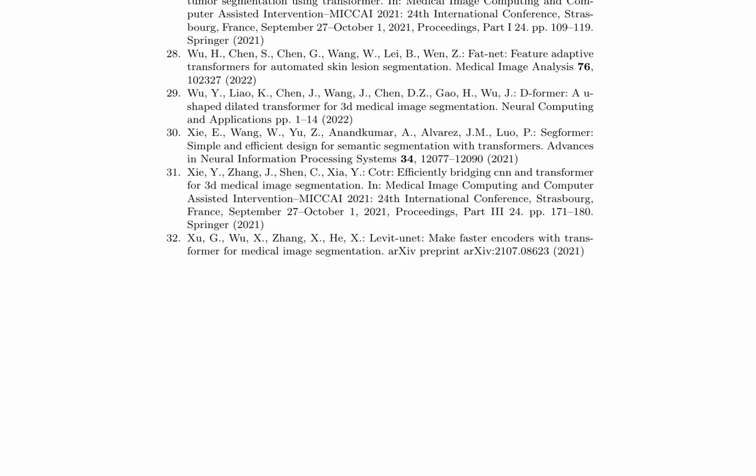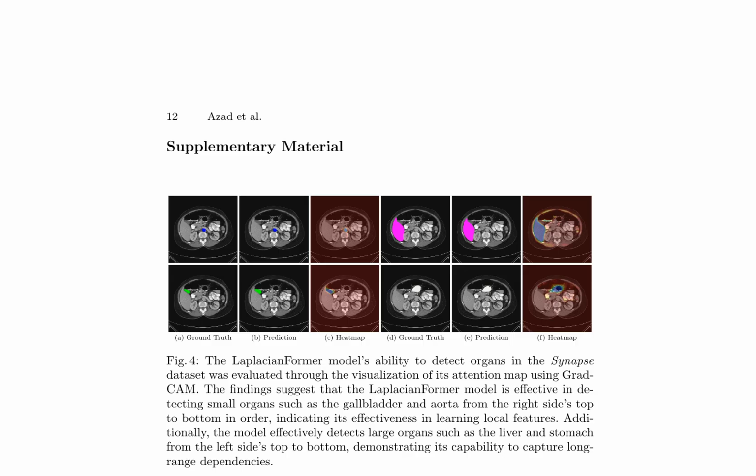for further advancements. The Laplacian-Former model's ability to detect organs in the synapse dataset is evaluated using GradCam, a technique for visualizing attention maps. The results, displayed in Figure 4, demonstrate the model's effectiveness in detecting small organs, such as the gallbladder and aorta, showcasing its ability to learn local features. Moreover, the model successfully detects large organs, including the liver and stomach, demonstrating its capability to capture long-range dependencies.